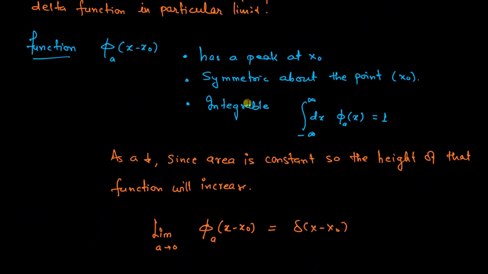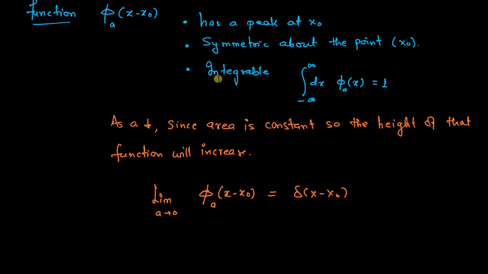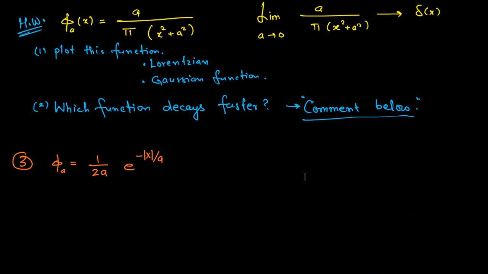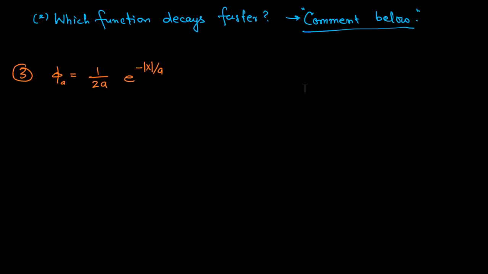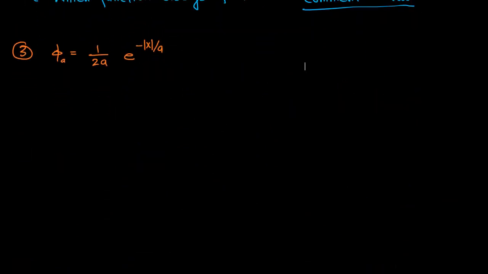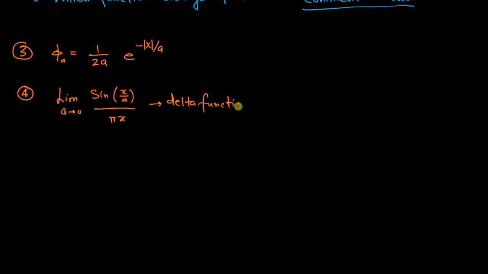Verify these three properties. In this particular example, these three properties follow. You just calculate the area under these curves and see whether it is one or not. The fourth example I wish to give is, in the limit a goes to 0, sine of x by a divided by pi times x. This also goes to the delta function. So this you should verify.